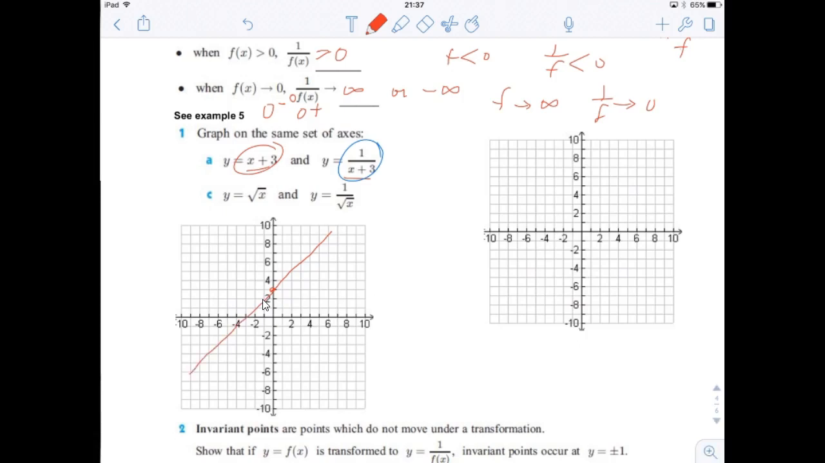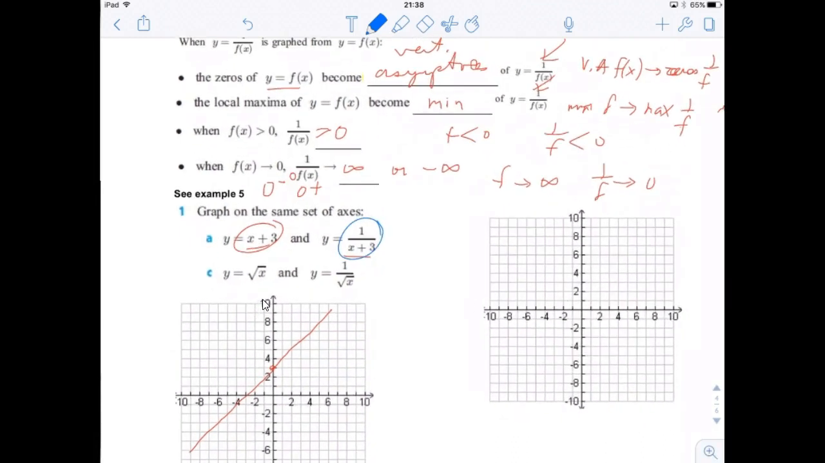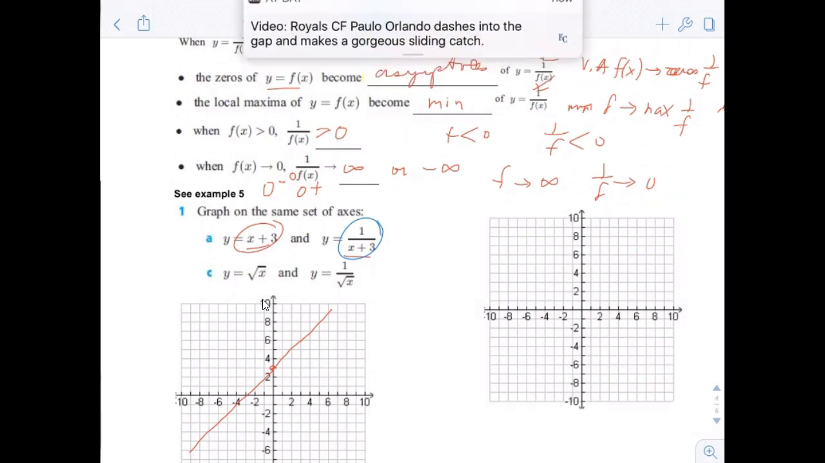Now the blue function, 1 over x plus 3. Instead of graphing it by putting in numbers for x, let's try to graph it by using the rules we just stated above. So the red function does not have a vertical asymptote, so that rule doesn't really do anything. Does the red function have a 0? Yes, it does. It has a 0 right here.